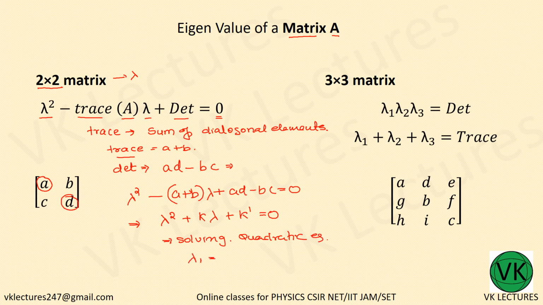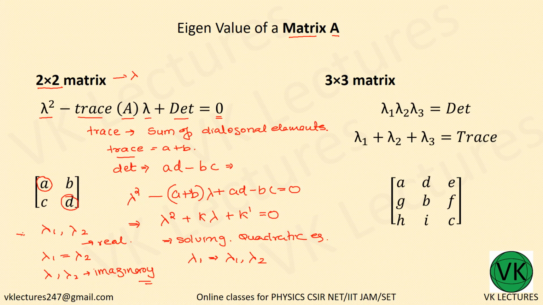You will get two values of lambda, lambda 1 and lambda 2, because it is a quadratic equation. You can get the two roots lambda 1, lambda 2. These can be real, then either lambda 1 can be equal to lambda 2, or you can get lambda 1 and lambda 2 as imaginary. All these are the possibilities.